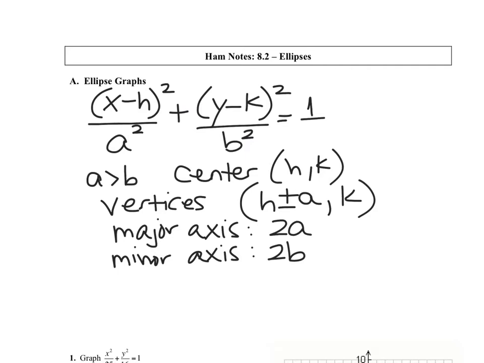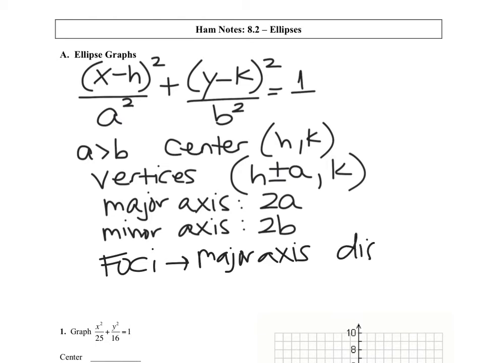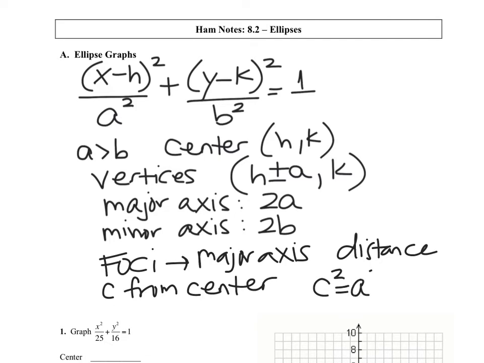The other thing is we also have to find the foci. The foci are always on the major axis, and they are a distance of c from the center. And so the way that you find it is you're going to use this: c squared equals a squared minus b squared.